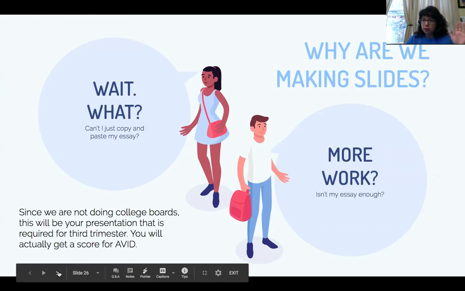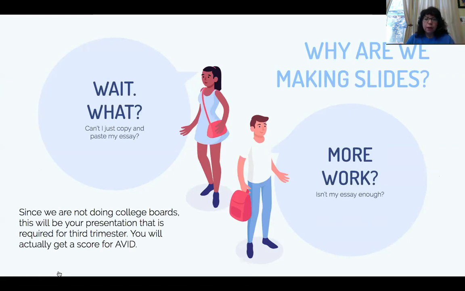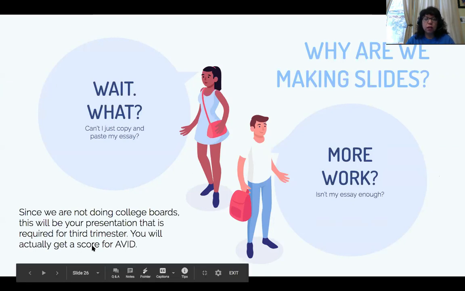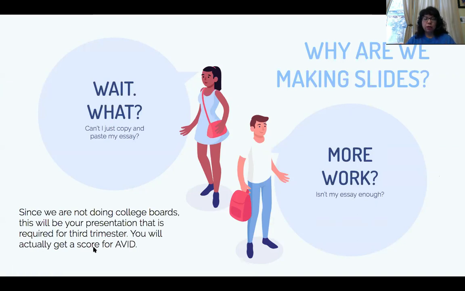Well, okay. So the essay is for language arts. That's going to be scored for language arts. Your slides are going to take the place of your college board. Since we're not doing college boards, this will be the presentation part of your AVID project. You're going to get a score for AVID, not for English language arts for this part, for the Google Slides. So I just want to make sure you know that.